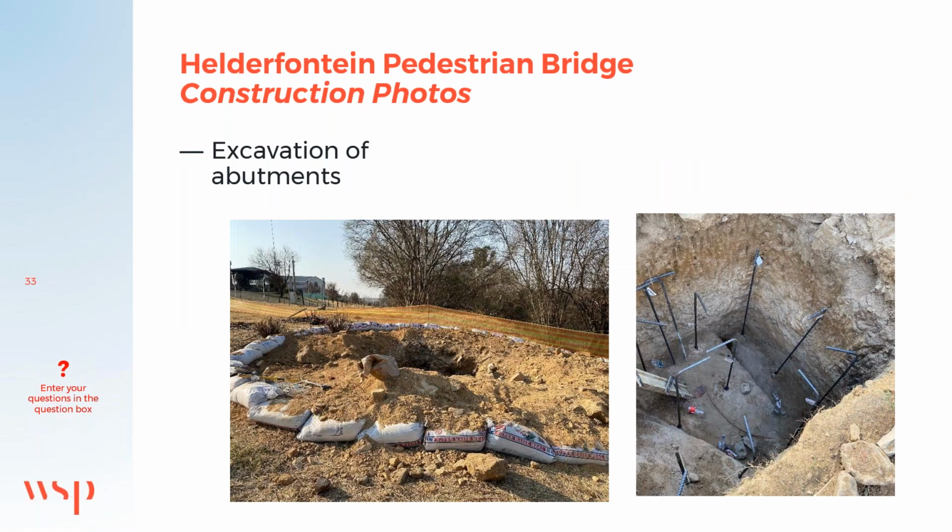I'll now speak about some construction photos. Firstly, you can see the excavation of the abutments. As you can see, sandbags were utilized and placed around the excavation of the abutment. This is to contain the excavation and prevent any contamination to the river. At the back, you can see netting, which was provided as an environmental exclusion zone. On the right-hand side, you can see the dowels put into place into the granite rock for the abutments.